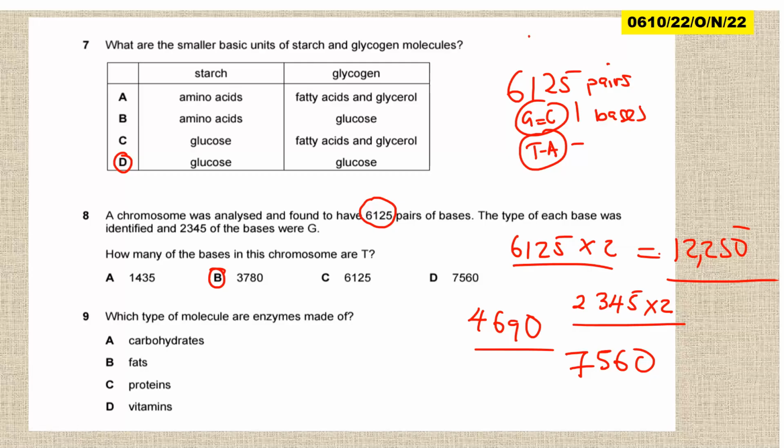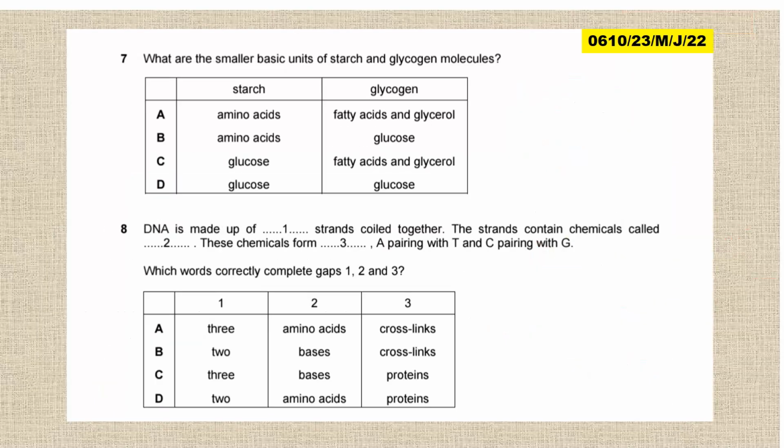Then question 9, which type of molecule are enzymes? So enzymes are proteins. So this is the part that we are yet to look at enzymes, but enzymes are proteins. Let us look at paper 2, variant 3, May, June 2022. What are the smallest basic unit of starch and glycogen? So this question has repeated even here.